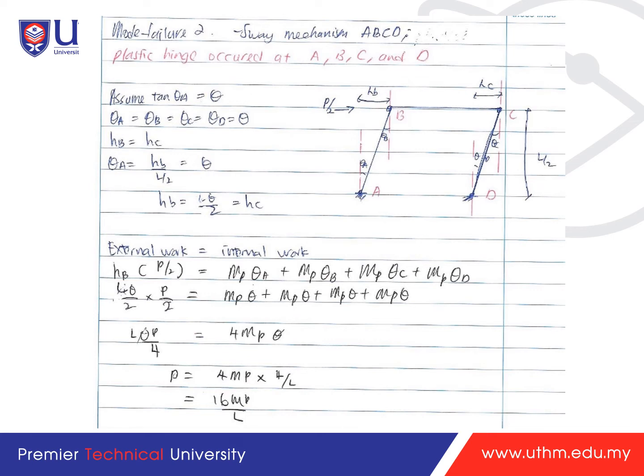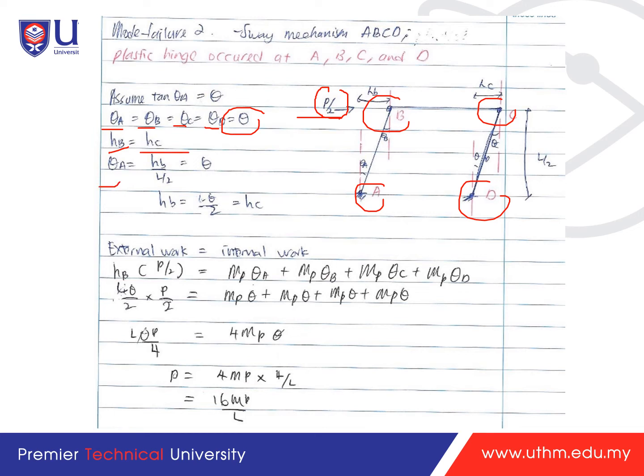Now let's look at failure mode 2, which is the sway mechanism A, B, C, D, due to this P over 2. The plastic hinges occur at A, B, C, and D due to this sway mechanism. So theta A is equal to theta B is equal to theta C is equal to theta D, so all of them are equal to theta. And HB is equal to HC.